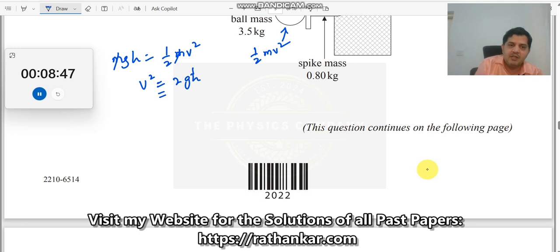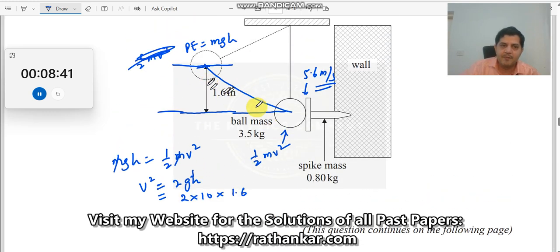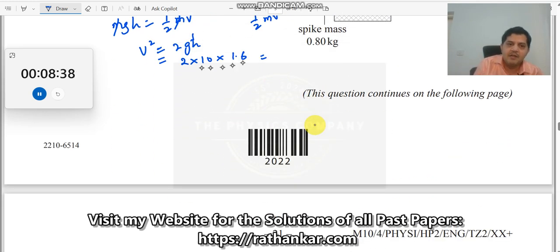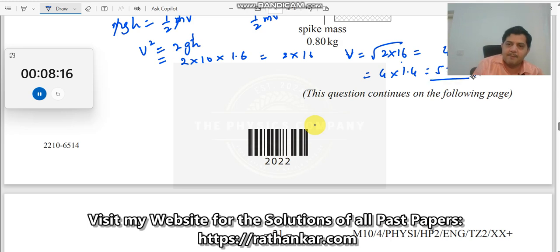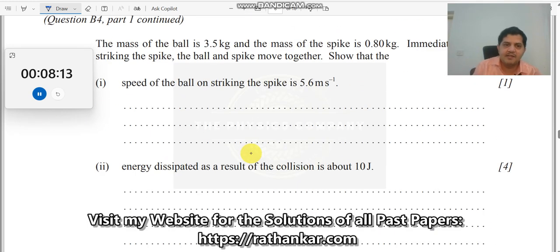Let us substitute this value, which should be 2 into 10 multiplied by 1.6. Where is this 1.6 coming from? Coming from here. 1.6 into 10 is 16. This should be 2 into 16. v should be equal to square root of 2 into 16, which should be 4 root 2. 4 root 2 meters per second. If I substitute, this is 4 into 1.4, 4 4s are 16, 1 4 is 4, 5.6 meters per second. So what was the question over here? It says speed of the ball striking the spike is 5.6. So you have got 5.6 meters per second, right? Okay, the first part is done.